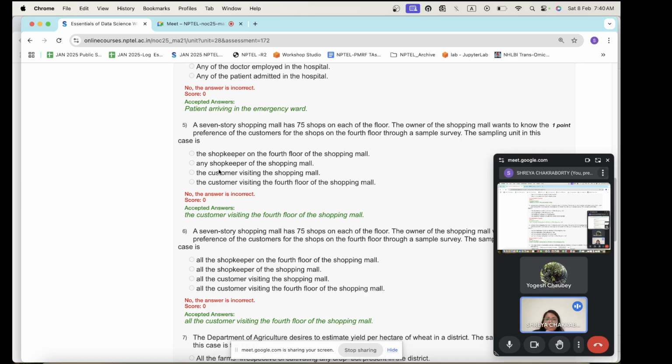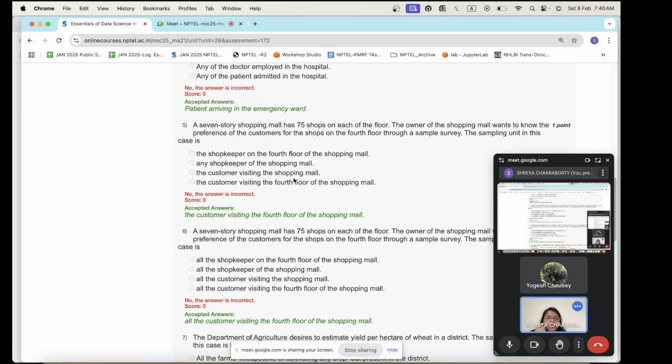So 5 and 6, you were thinking about any shopkeeper? No, no. The customer visiting the shopping mall, the third one. Okay, any customer visiting the shopping mall. Yes, overall, you were thinking about this.